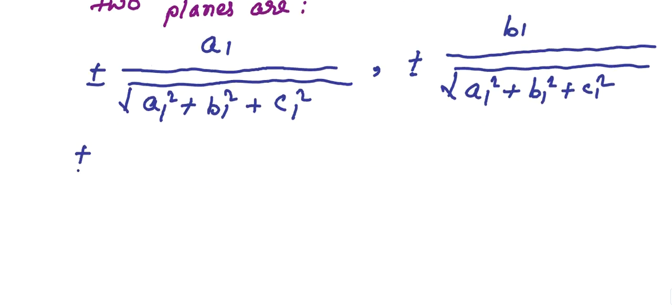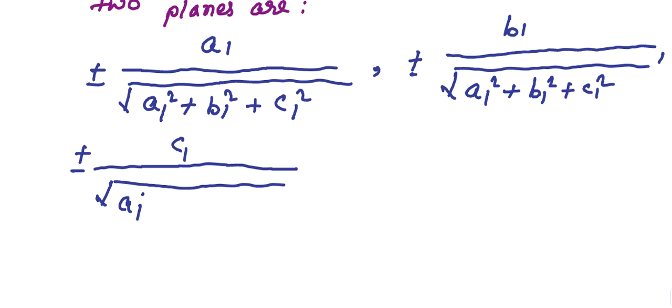Again plus minus, put a comma here, for c1, fractional bar, same expression a1 square plus b1 square plus c1 square. It is for equation 1, which we have taken as a1x plus b1y plus c1z plus d1 equal to 0.